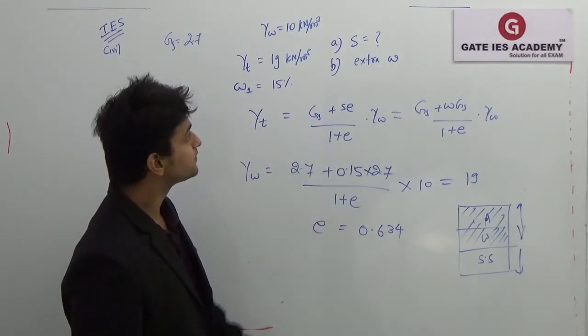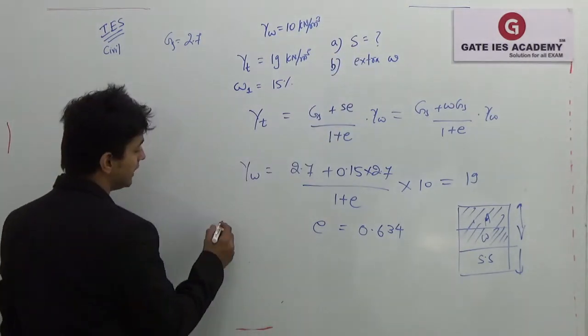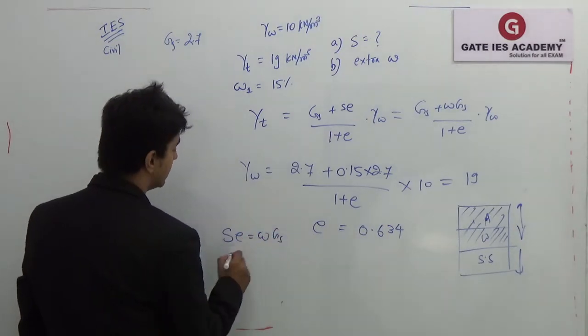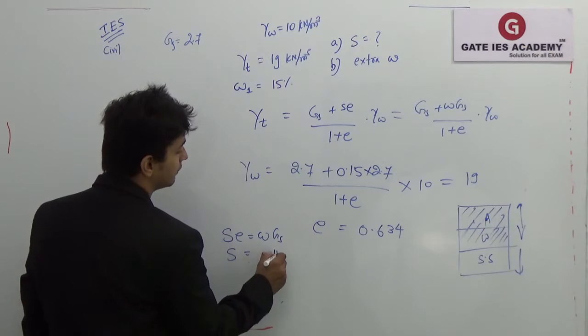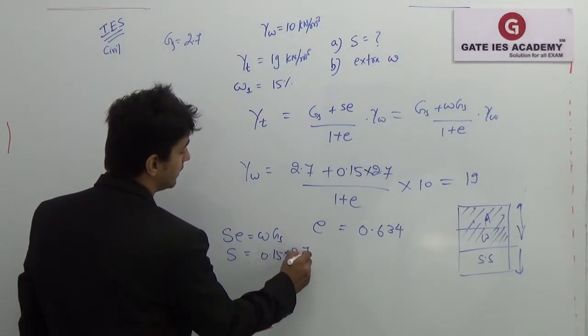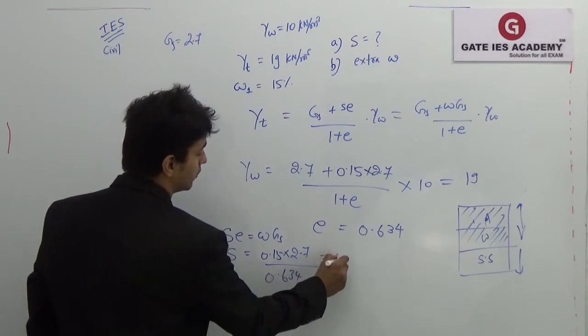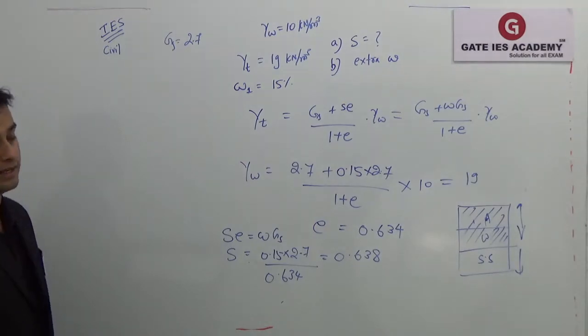Before that, we have to calculate the value of S. Now I got the value of E, so we very well know that SE is equal to WGS. So S will be equal to WGS divided by E, which is 0.15 into 2.7 divided by 0.634. This is coming out to be 0.638. This is my saturation value.